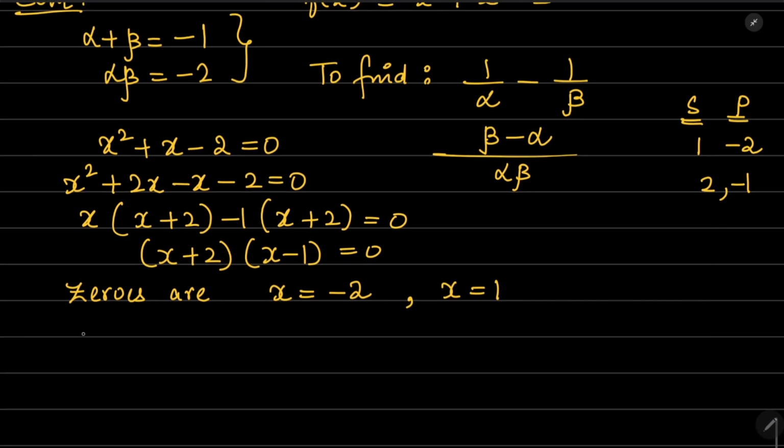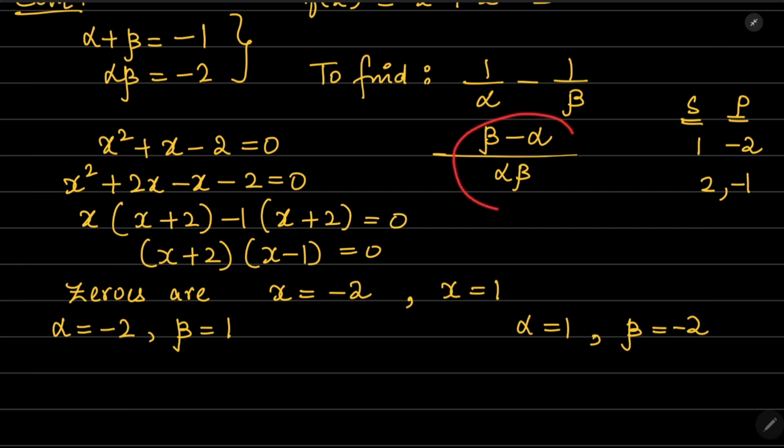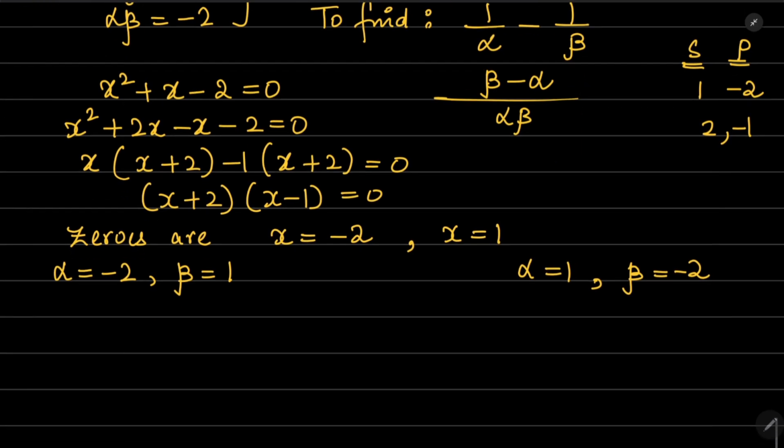Now, there are two scenarios. When your alpha is minus 2, then beta is equal to 1. This is number 1. When alpha is 1 and your beta is minus 2. For both the scenarios, let us calculate this particular value, beta minus alpha. Let's just substitute the alpha, beta values. Either minus 2 can be alpha, in that case beta will be 1, or your alpha can be 1, beta will be minus 2. In both the scenarios, let us calculate this value.